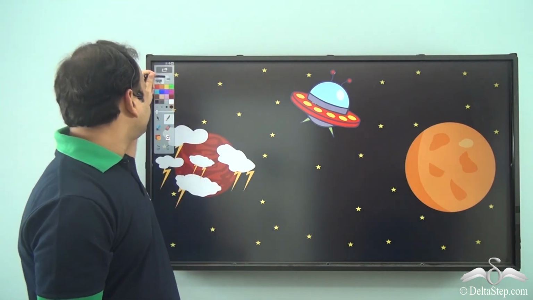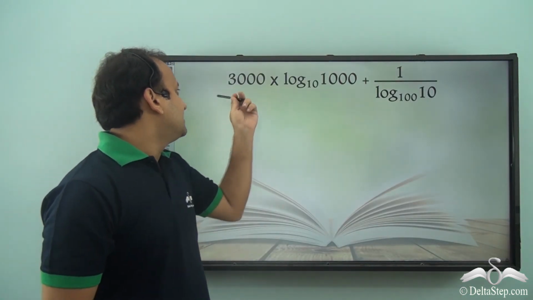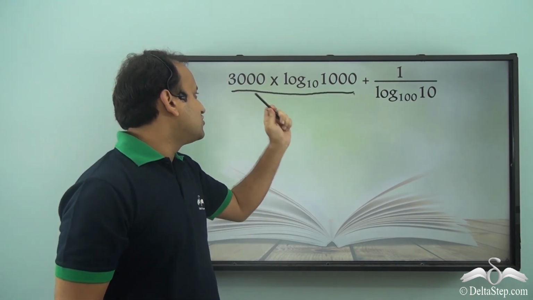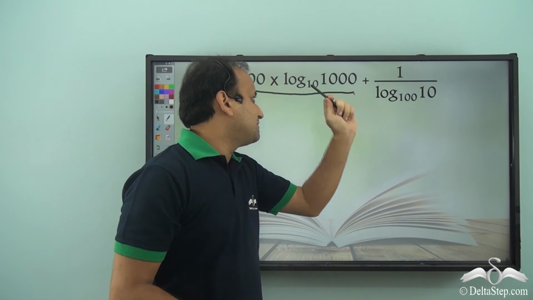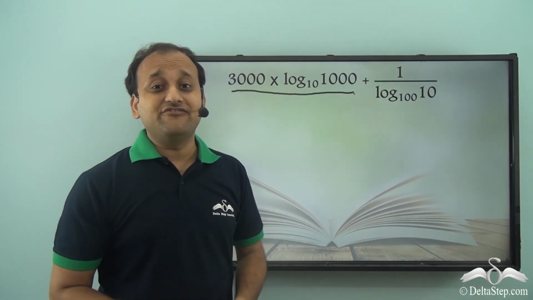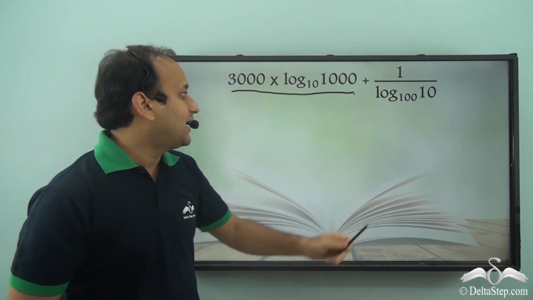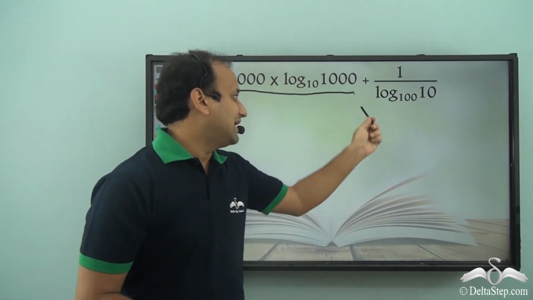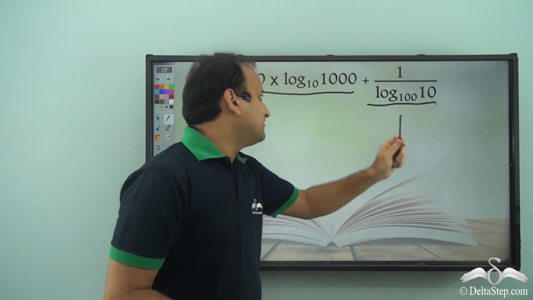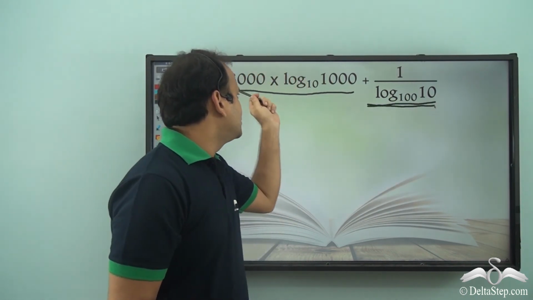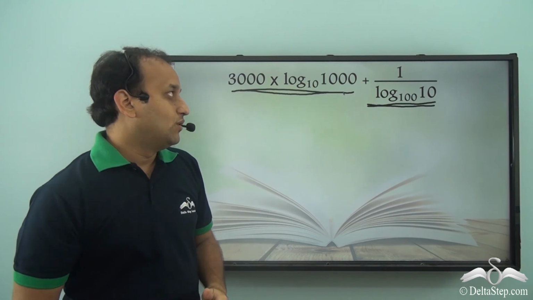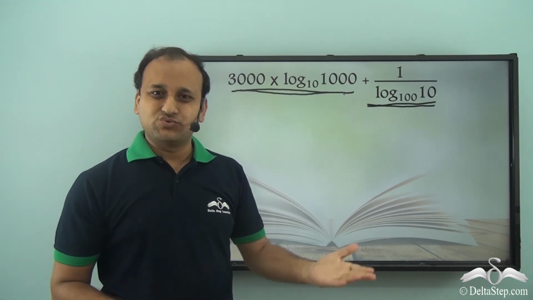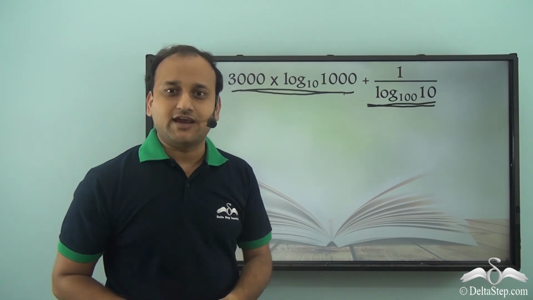Now, let's see. Initially, they had planned to enter Mars with this speed, that is 3000 into log 1000 to the base 10. But now they will have to increase their speed by 1 by log 10 to the base 100. Now that the speed has to be increased, they will have to add this amount to this amount. Now they will have to take this decision very quickly because the situation is getting worse with every second.